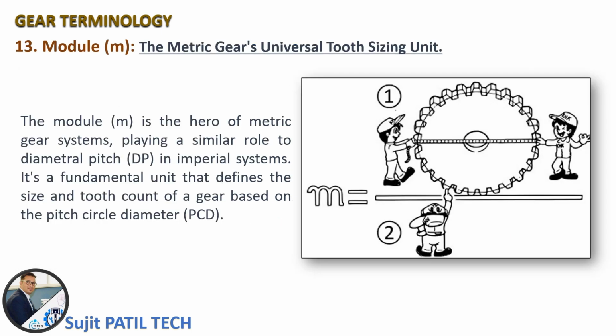13. Module, M. The metric gear's universal tooth sizing unit. The module M is the hero of metric gear systems, playing a similar role to diametral pitch (DP) in imperial systems. It's a fundamental unit that defines the size and tooth count of a gear based on the pitch circle diameter (PCD).